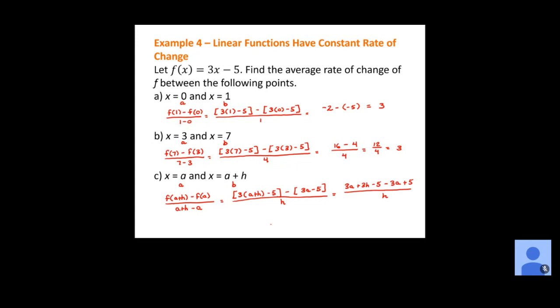All right, now, if I combine like terms in the numerator, what are we going to get? Just 3h, right? Because we have a positive 3a and a negative 3a. Those are going to cancel. The negative 5 and the positive 5 are going to cancel. And so now we're left with 3h over h. So what's 3h over h? Just 3, right? Because now the h's cancel out, and I'm left with 3.